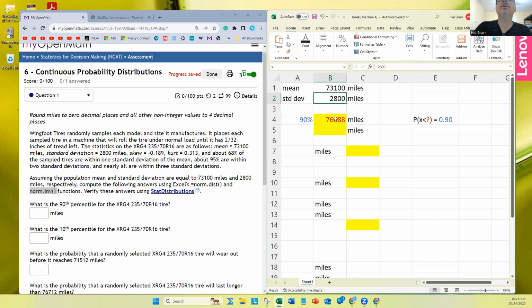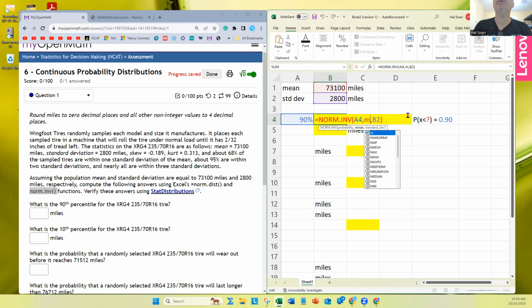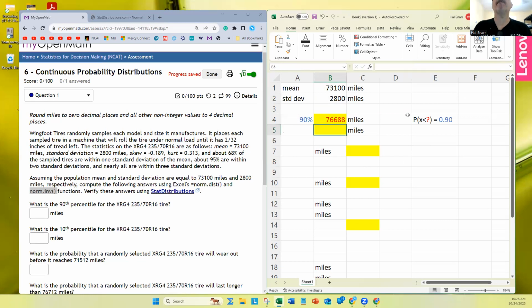Okay, so that helps me out quite a bit because I can come down here and, instead of using B1, I can use M for the mean, and I can use S for the standard deviation. And I get the same number. So the inputs to this are a percentage or a probability, the mean, and then the standard deviation.